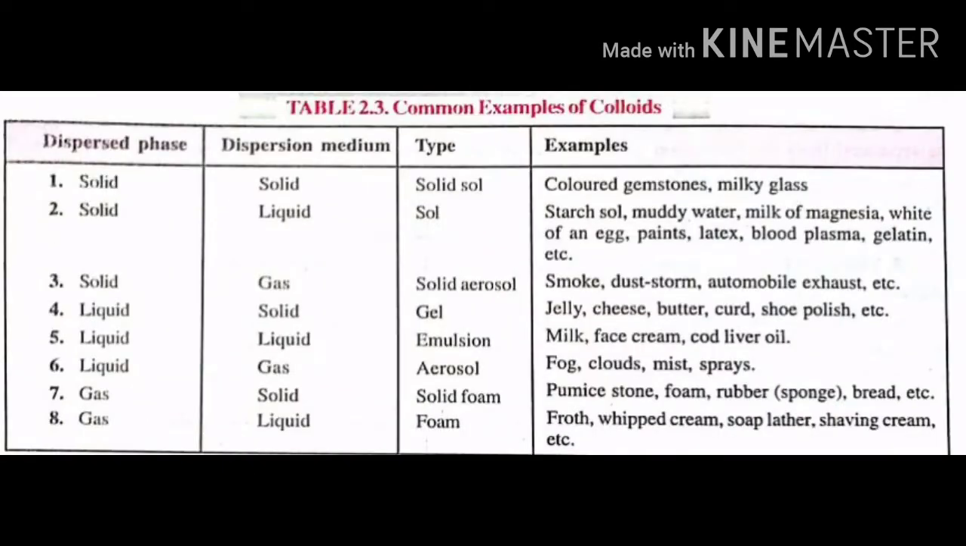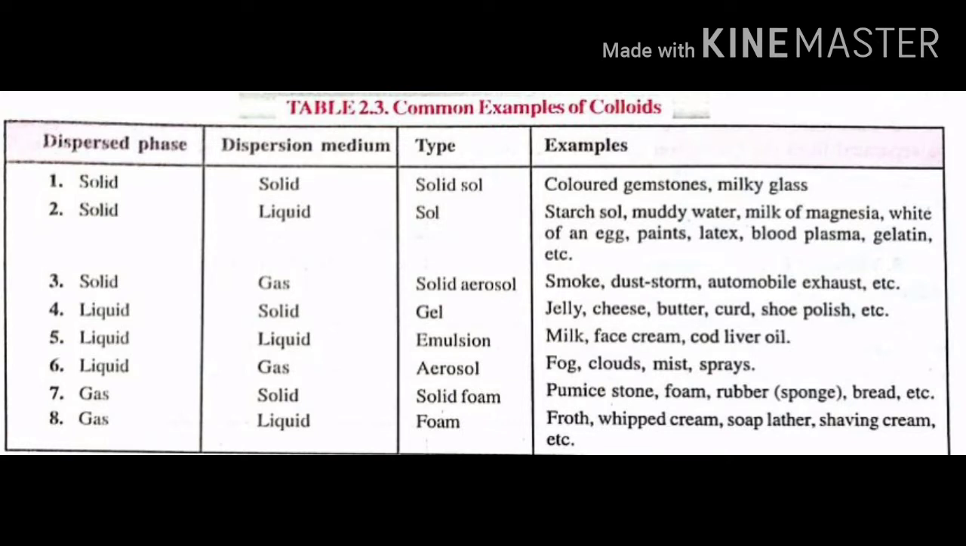Colloids are classified according to the state, that is solid, liquid or gas, of the dispersing medium and the dispersed phase. A few common examples are given in the table. Common examples of colloids: first one, dispersed phase, then dispersion medium, type of the colloid, and examples for the type.